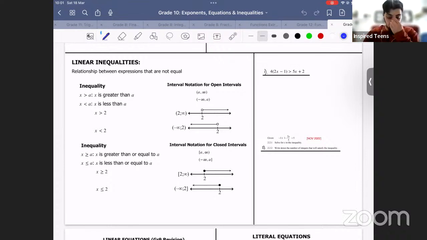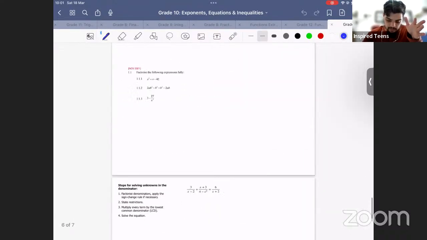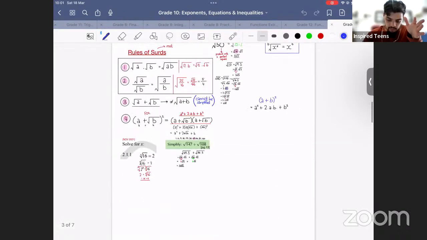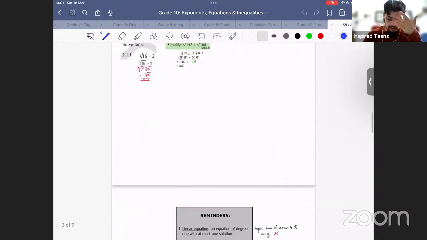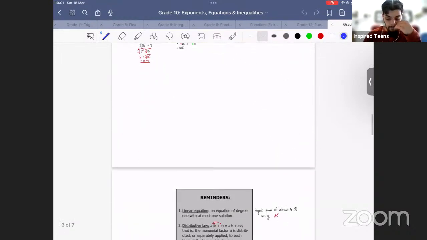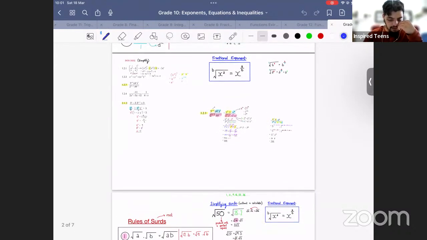So in today's lesson, we are going to be continuing equations and inequalities, exponents. So we're going to be doing exponents. Well, let's do exponents. Okay, perfect. Do we do questions? No. Not very many questions. We did some questions actually.